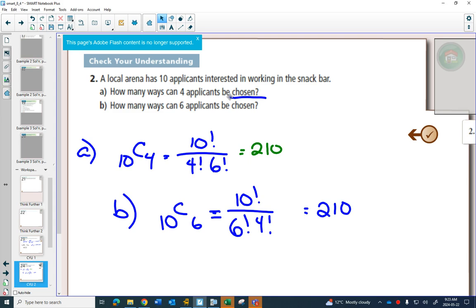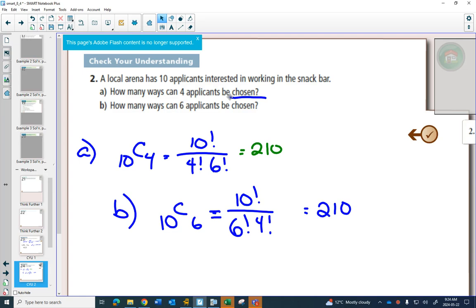Well, 52 choose 51, there's 51 of them, is the same as 52 choose 1. That's a much easier question for your head to figure out. 52 choose 1 card. How many different ways could you do that? 52 different ways. So if there's 52 different ways of choosing 1 card, there's 52 different ways of choosing 51 cards.